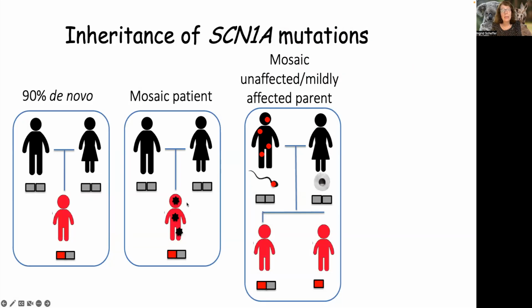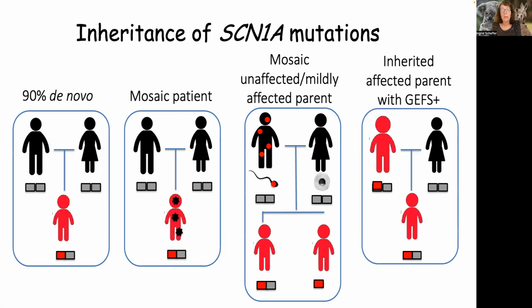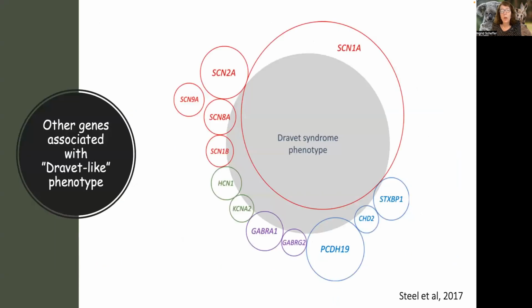So here we have mosaicism in the child and mosaicism in the parent. And the third form of inheritance is when the parent has got it and is heterozygous, but will be mildly affected, such as with genetic epilepsy with febrile seizures plus. And then the question is, why is the child more severe? And the answer is likely to be here that the child must have other modifying genes. But this is not the whole story.